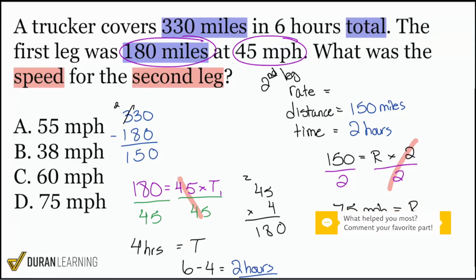And there we go. Our correct answer here, my party people, is going to be answer choice D, 75 miles per hour.